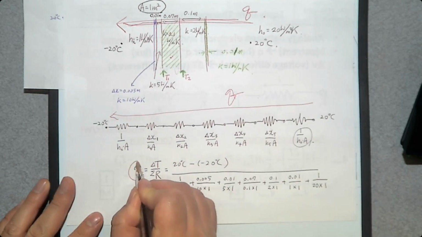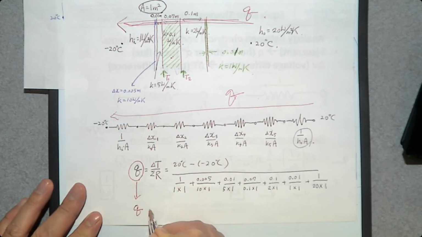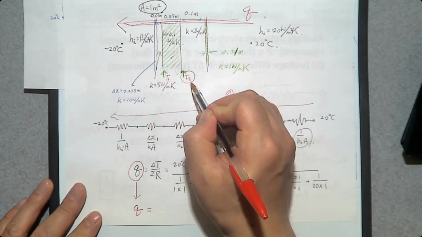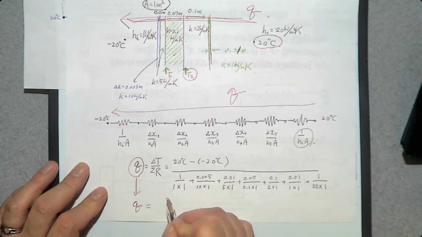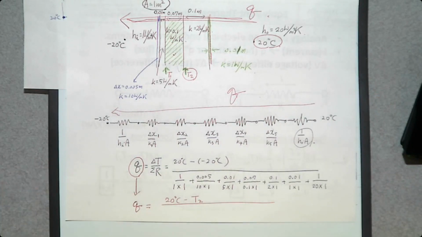So let's assume that we know what Q is. I'm going to make another Q equation, but this time between T2 and 20 degrees Celsius. So what is delta T? 20 degrees Celsius minus T2. How many resistances between these 2 points? One through this wall, one through this glass, and one by convection. So there are 3.